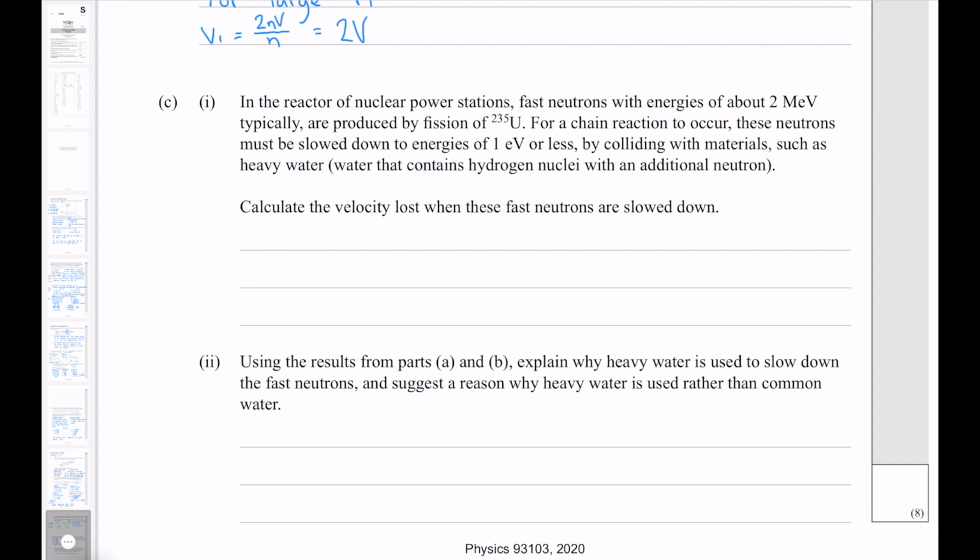So we're looking at kinetic energies and we're looking at velocities, which means we want to use our kinetic energy equation. Since we're interested in calculating the velocity, we need to solve this for velocity.